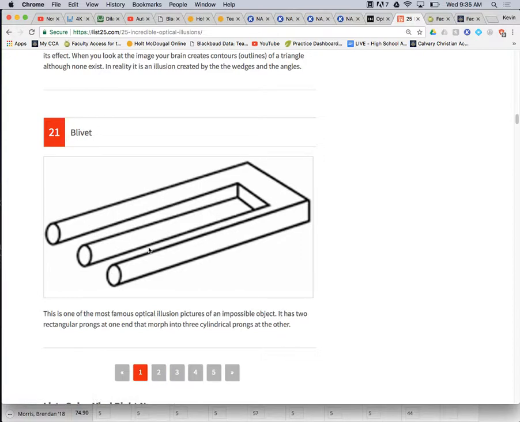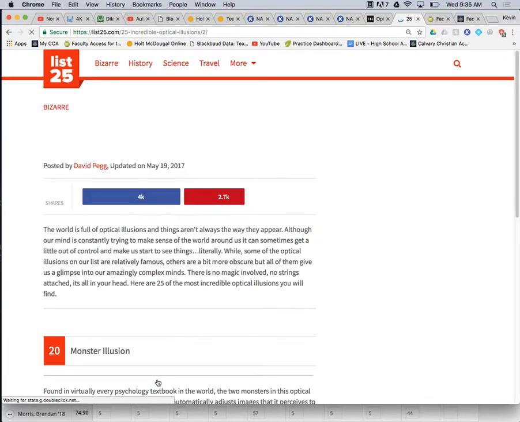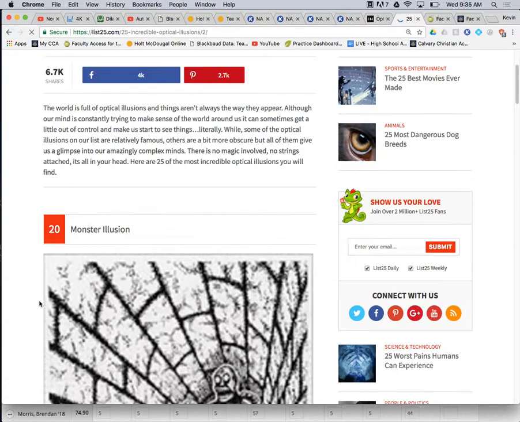You see this right here? And you can't grasp it. Your mind can't understand it. Your mind wants to turn this into a 3-dimensional shape, but if you follow it along, it doesn't work, and then you're like, wait. So it's an impossible object.